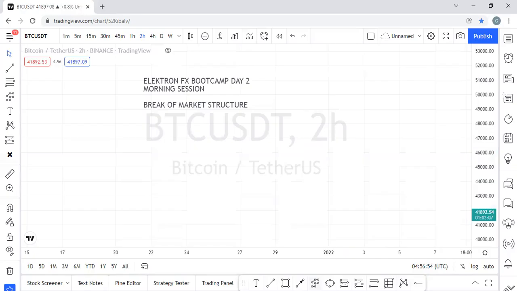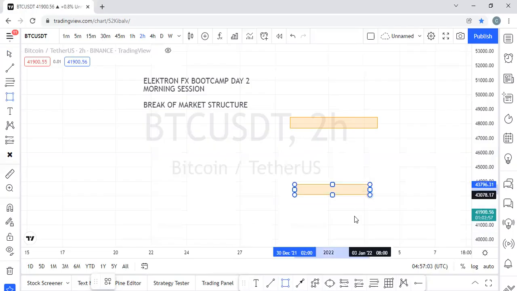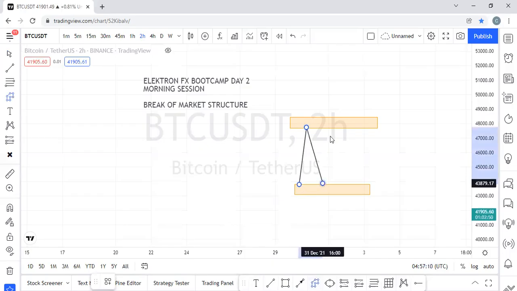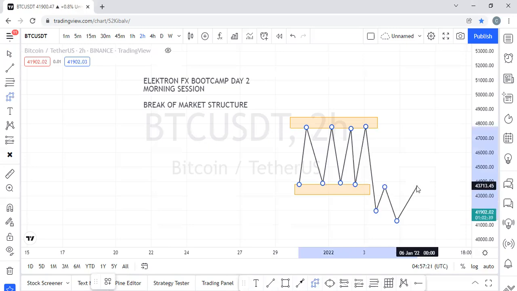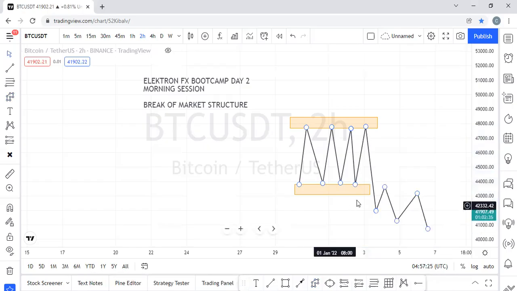For a range scenario, a market cannot range forever. That means you can't see the market form a resistance, then form a support, and keep ranging forever, 2 days, 3 days, 4 days. It's going to eventually break below this point and continue selling. So it's going to eventually break the structure, right?